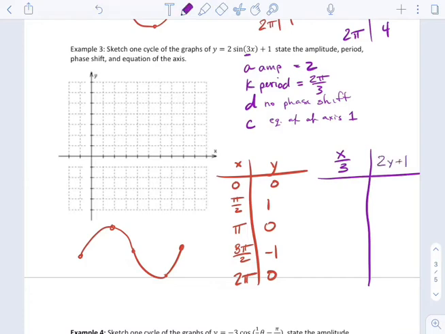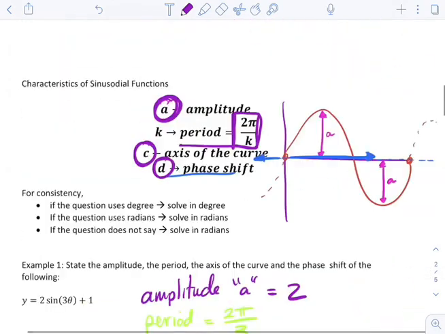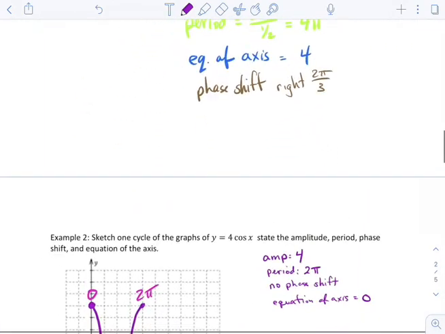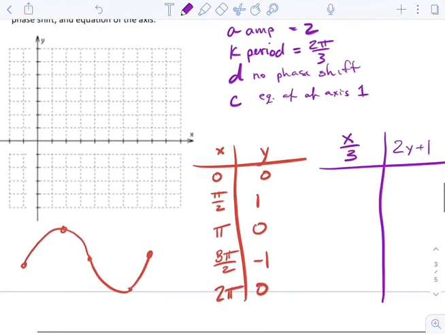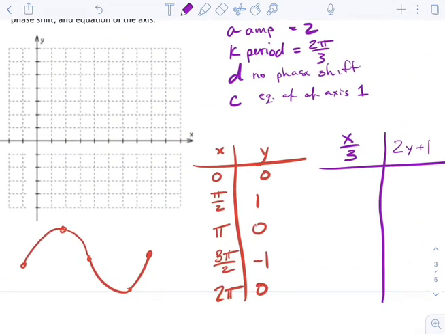And let's go through these. Oops, sorry, what happened there? All right, we're back. All right, so x divided by 3, 0 divided by 3, 0.